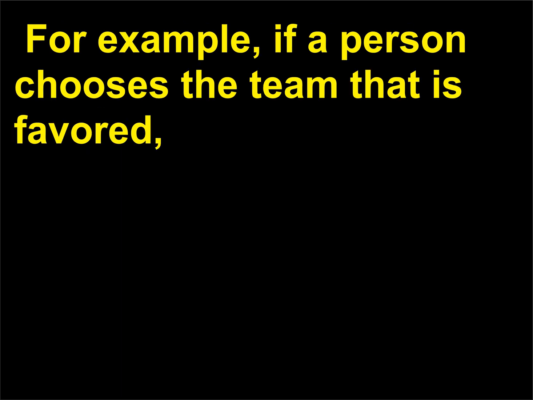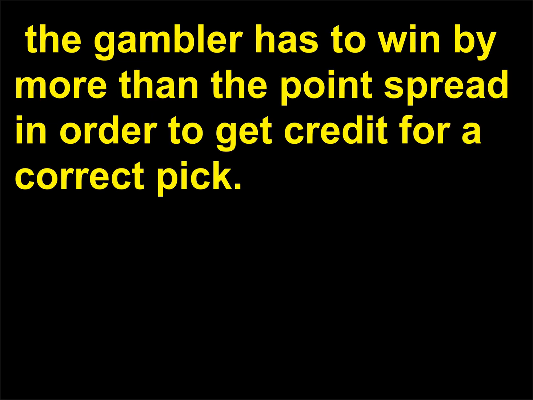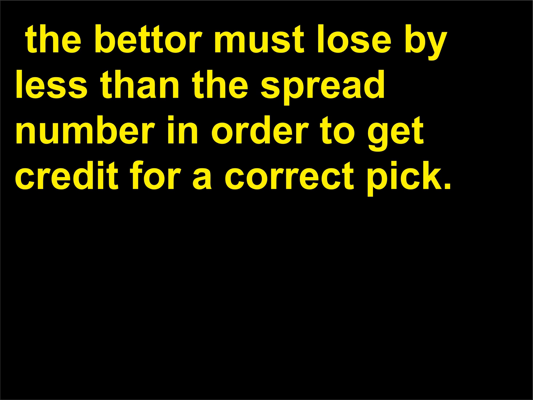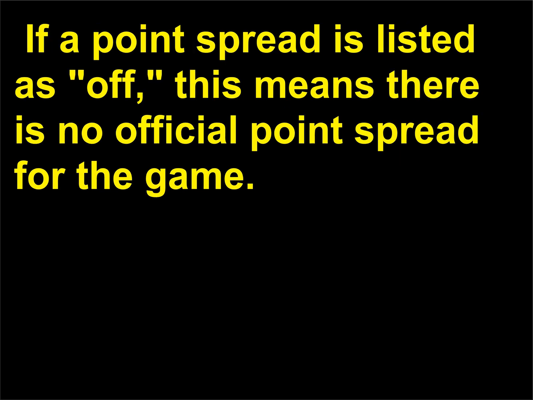For example, if a person chooses the team that is favored, the gambler has to win by more than the point spread in order to get credit for a correct pick. If the underdog team is chosen, the bettor must lose by less than the spread number in order to get credit for a correct pick. If a point spread is listed as off, this means there is no official point spread for the game.